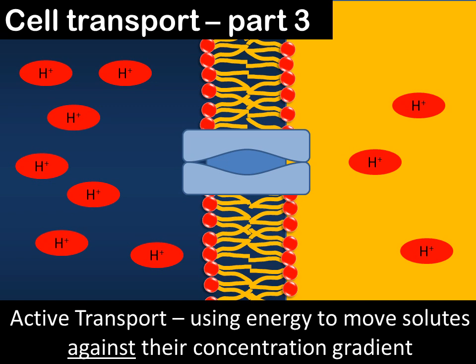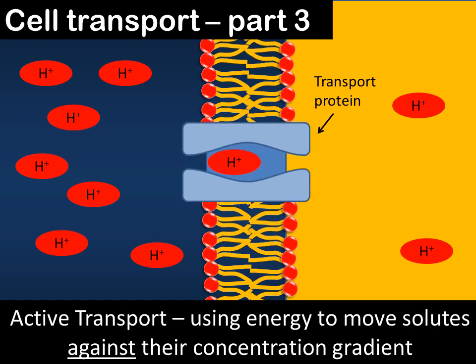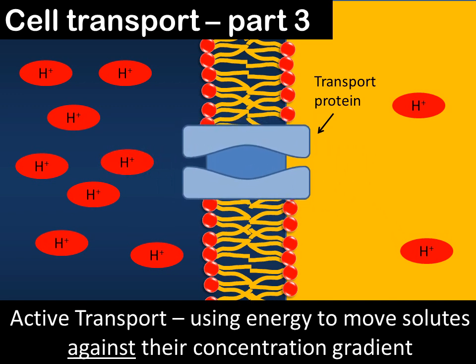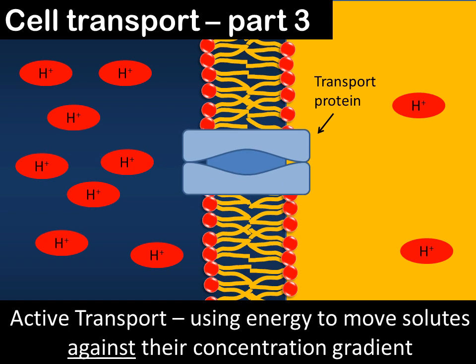For instance, if you notice here, the situation outside the cell is that the hydrogen ion concentration is greater than inside the cell, but the cell would like to remove these remaining protons inside the cell membrane. And to do that requires a transport protein, which is going to use energy in the form of ATP to move a hydrogen ion against its concentration gradient, further increasing the concentration outside.